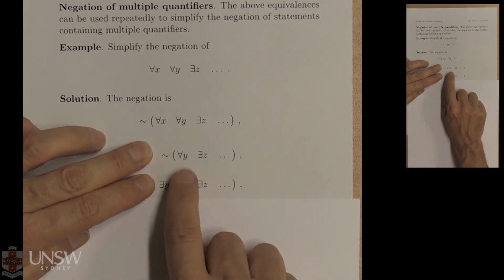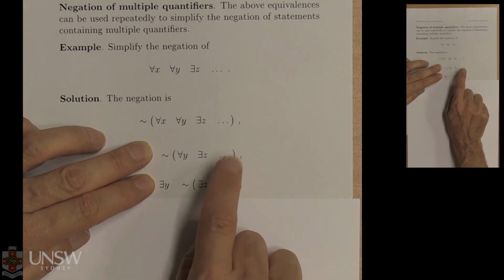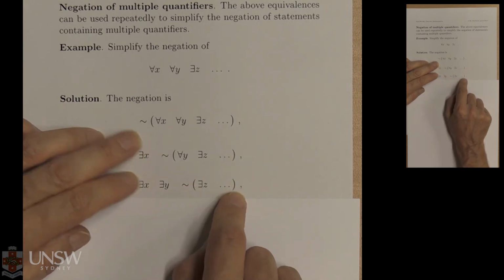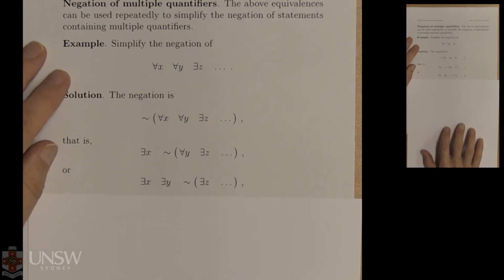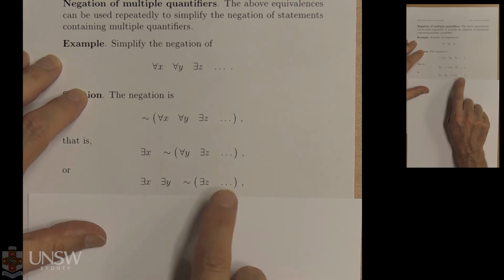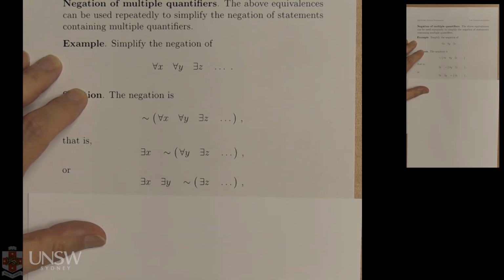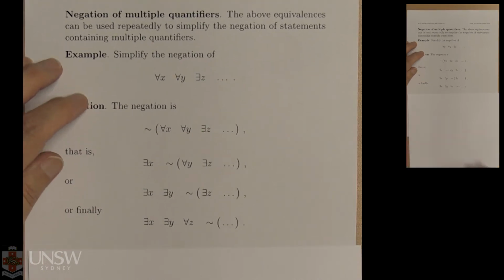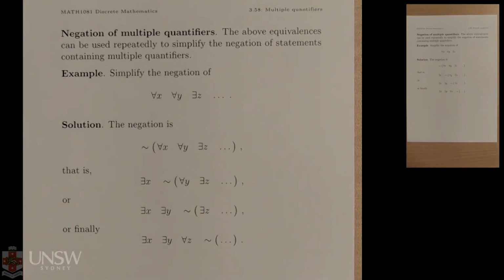I'm now just saying that if it's not true that for all y this is the case, then it must be true that for some y this is not the case. And finally, I can simplify one step further. If it's not true that there exists z for which ... is true, then it must be that for all z ... is false. And we have something like that as our final simplification.